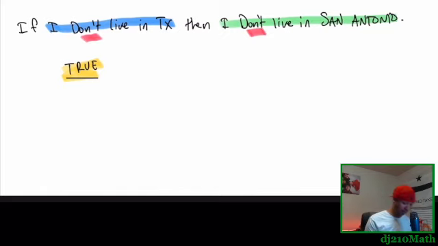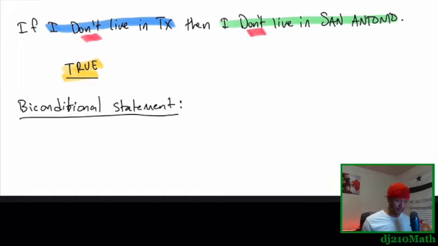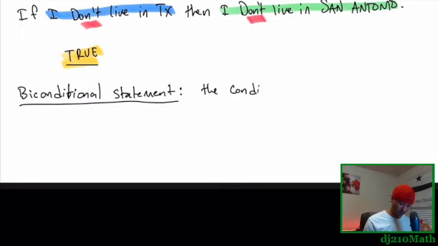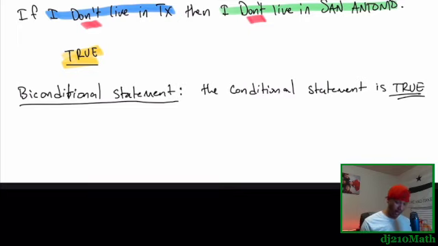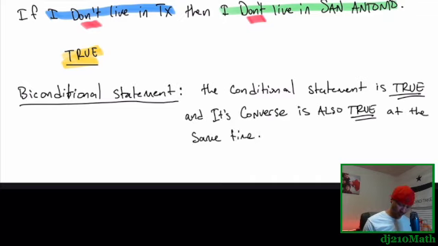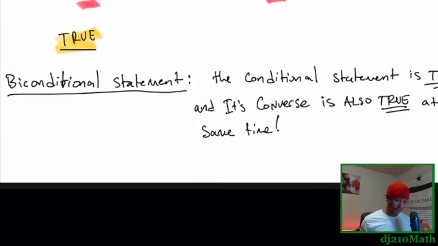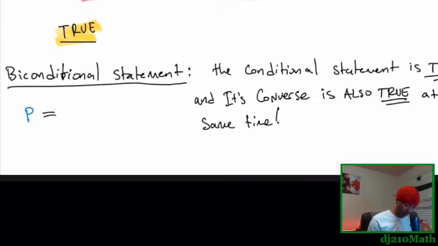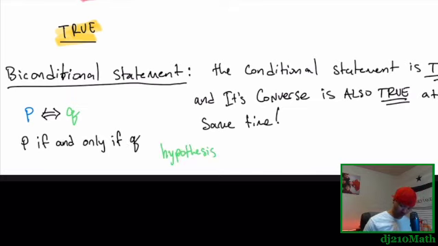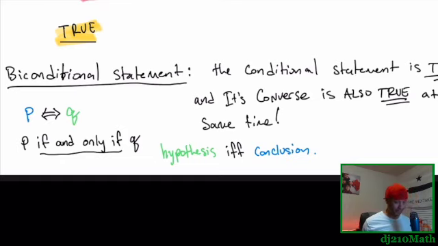All right, and then the last topic is a biconditional statement. A biconditional statement is when the conditional statement is true and its converse is also true at the same time. When this is the case, you can write the biconditional statement as P if and only if Q. So P if and only if Q, or you could abbreviate it IFF, if and only if. So hypothesis, if and only if conclusion. Let's see an example.